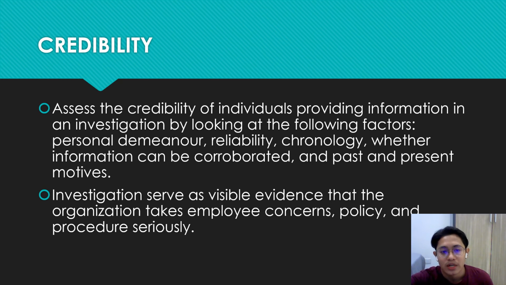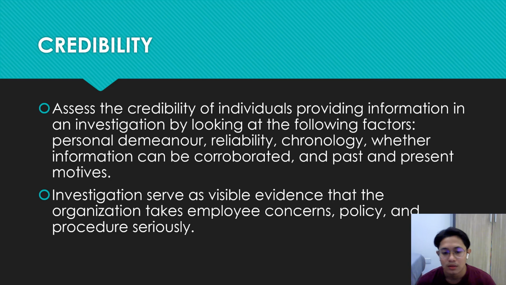So, for credibility, use the stories and information collected to conclude the investigation and recommend any remedial steps that should be taken. Present the results of the investigation to the key decision maker and make appropriate recommendations.